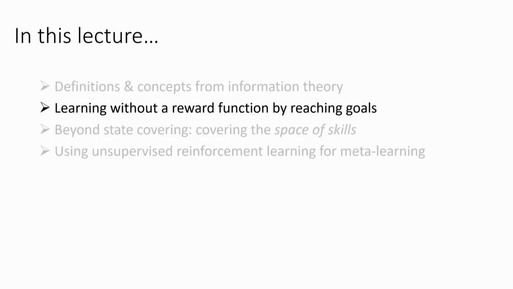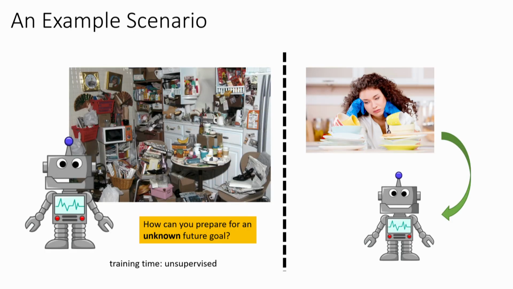Okay. So with these definitions, we can talk about the first technical portion of this talk, which is learning without a reward function by reaching goals. And this will be a somewhat specific notion of unsupervised RL, which we'll then generalize in the next portion to talk about executing general skills rather than just goals.